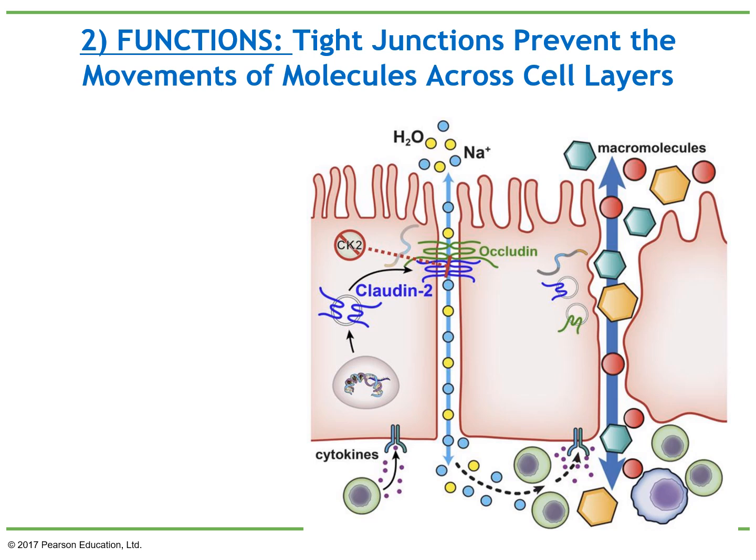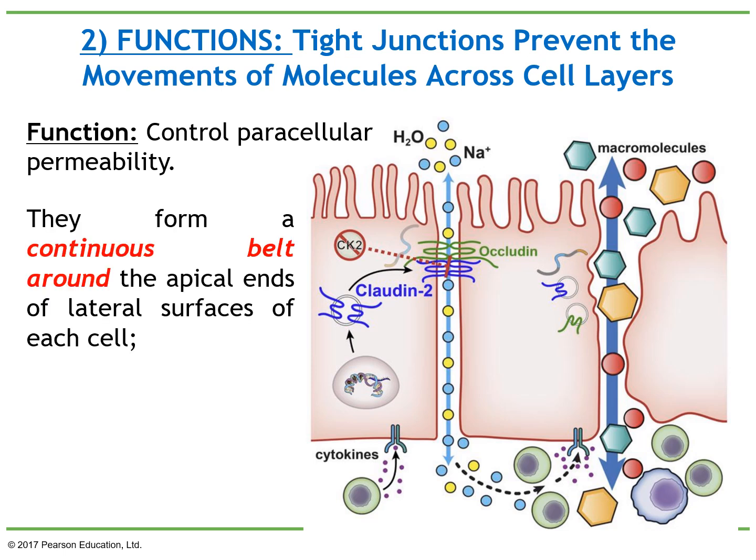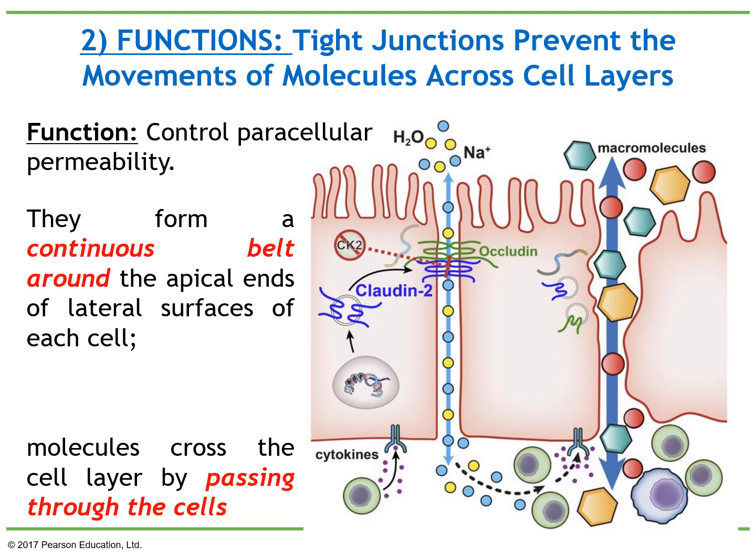So perfect. And remember, this is paracellular. When it's in between two cells, it's paracellular. When it passes through the cell, it is transcellular. So the tight junction controls the paracellular permeability, and it forms a continuous belt. So the molecules will only be able to pass through the cells. They need to have endocytosis here, and they will only be able to go through there.